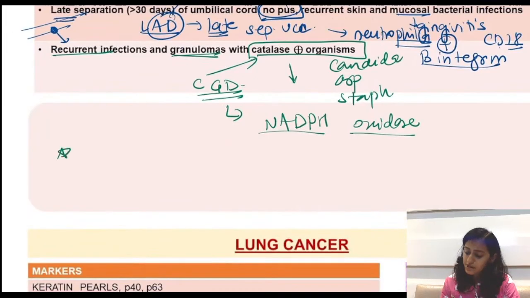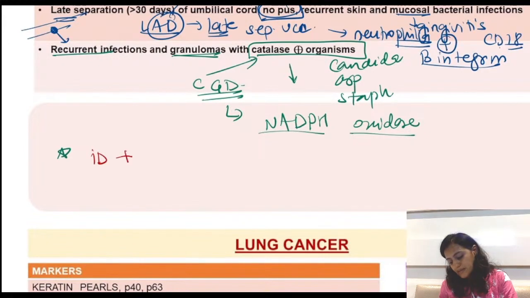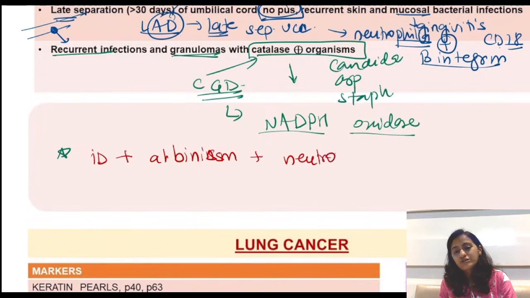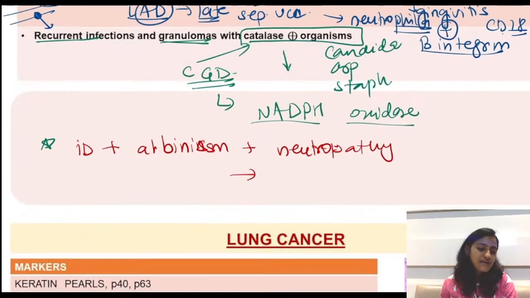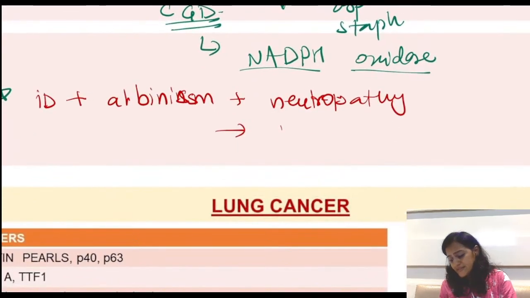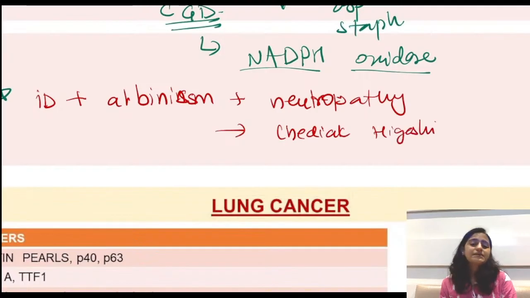Next one, what is that? Immunodeficiency disorder, where along with the immunodeficiency, the infections, there also will be the history of oculocutaneous albinism. There also is the history of oculocutaneous albinism plus neuropathy plus thrombocytopenia can be there. That is Chediak-Higashi syndrome. Okay, what syndrome is that? That is Chediak-Higashi syndrome, where you have this defect. What do you have in Chediak-Higashi?